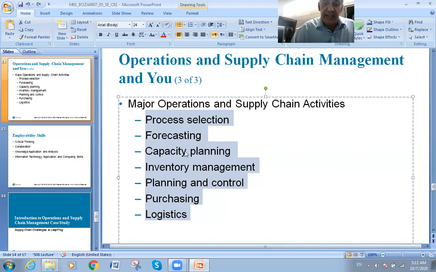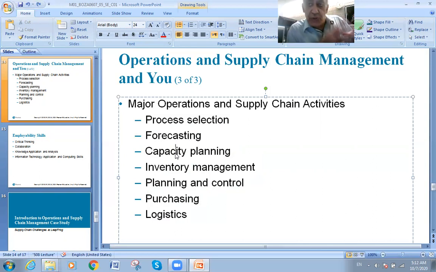Capacity planning, this is another thing, because I have to know everything about the market. I have to know everything about my own supply chain. Inventory management, the warehousing, how to store your goods, your raw materials, everything. How to keep them clean and safe and without any deterioration.